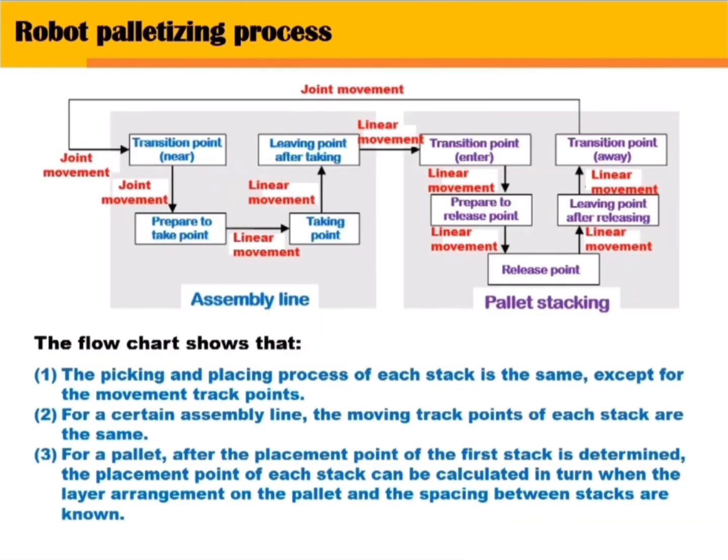The flow chart shows that: 1. The picking and placing process of each stack is the same, except for the movement track points. 2. For a certain assembly line, the moving track points of each stack are the same. 3. For a pallet, after the placement point of the first stack is determined, the placement point of each stack can be calculated, in turn, when the layer arrangement on the pallet and the placing between stacks are known.